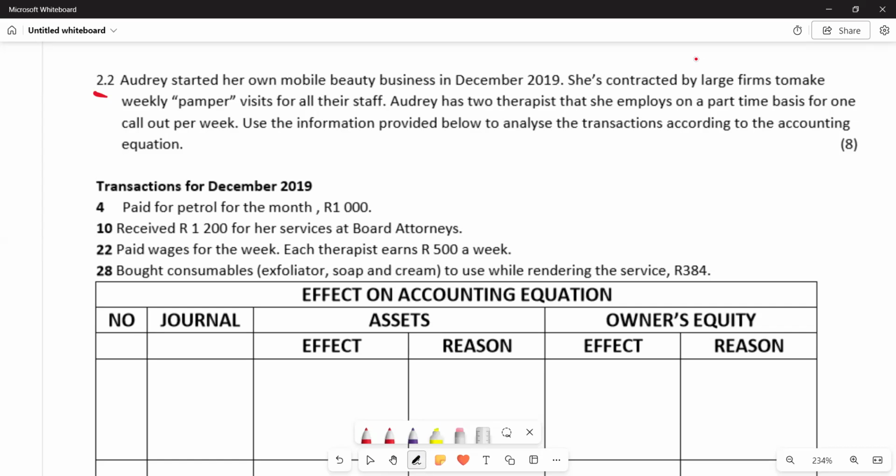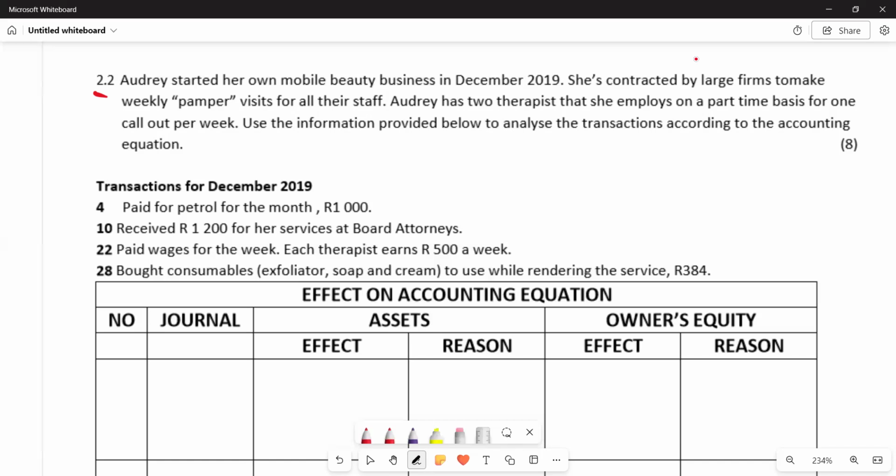Then we know that the elements of the accounting equation, we've got assets, we've got owner's equity, we've got liabilities. But according to this question, we are only going to look at the effect on assets and then owner's equity. So we are going to first identify the double entry involved in each transaction. And then from there, we can see what effect it is causing to the assets and then owner's equity.